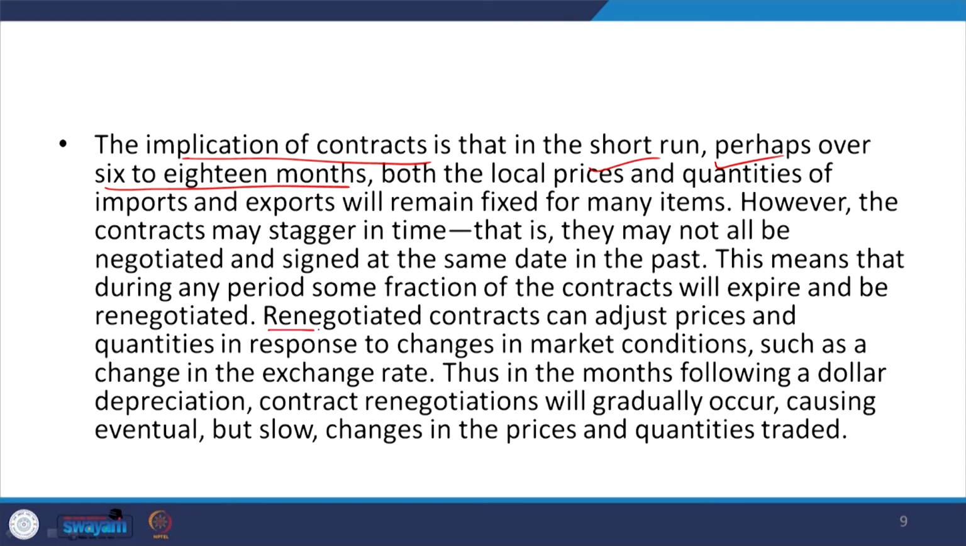If there will be new renegotiated contracts, then the price and quantities may respond to the changes in the market condition or as per the exchange rate. Such as a change in the exchange rate, as I just said, in the months following a dollar depreciation, contract negotiation will gradually occur, causing eventual but slow changes in the price and quantities traded. So, if renegotiated contracts are there, that will gradually follow the path we explained.